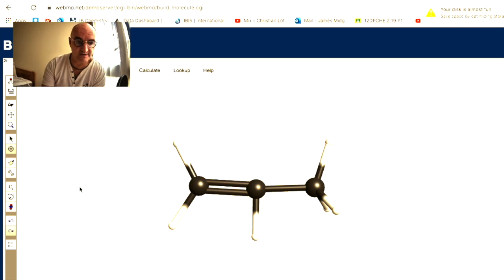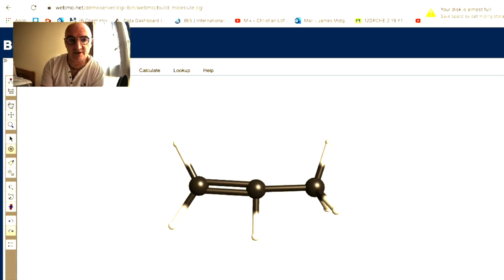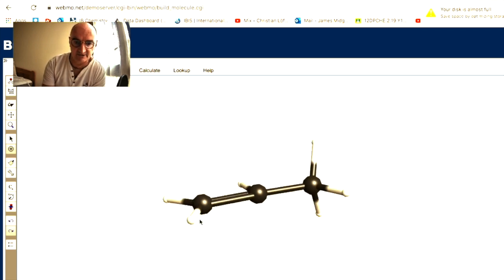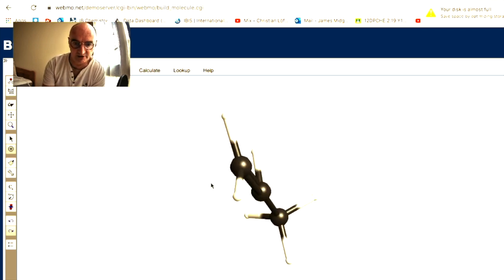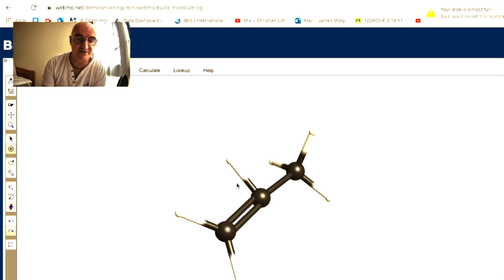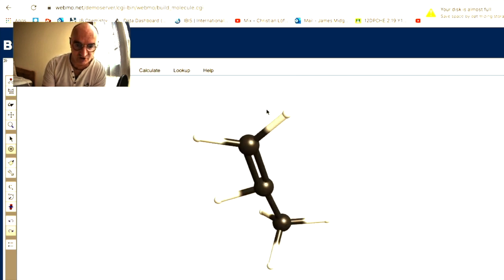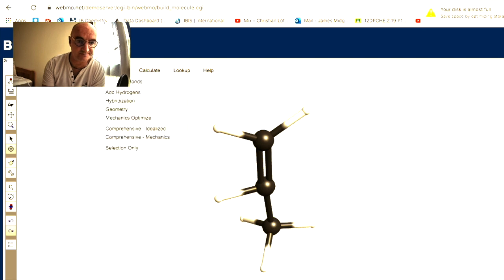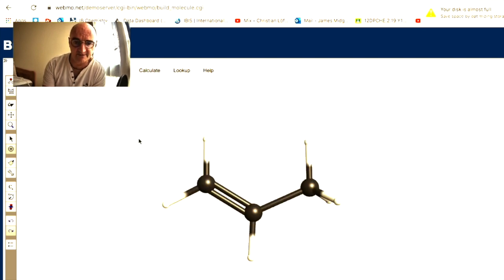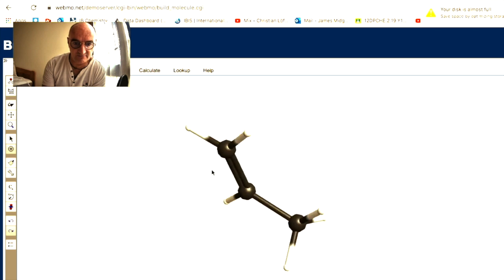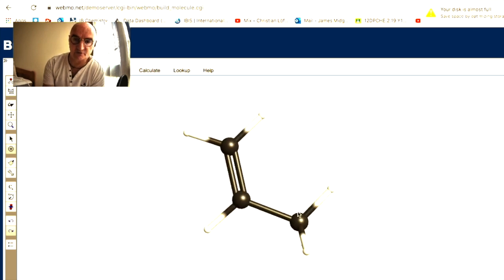There are my hydrogens. Hopefully, if I use my spinny tool, which is this one here, third one down, then I can spin this around and I can see along the molecule. Clearly, this is not the correct structure just yet. So what do we need to do? Clean up, comprehensive mechanics, and now we're looking a lot more like how we'd expect it to appear. So we can spin this around in space, which is beautiful. Obviously, we've made a molecule of propene here.